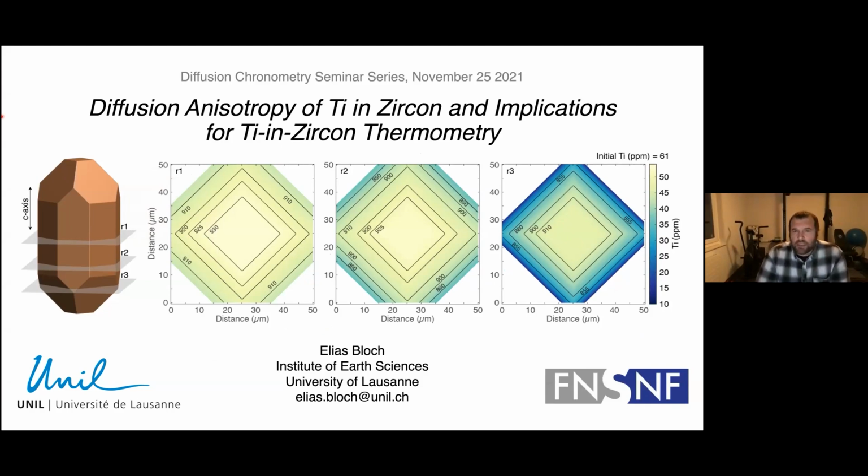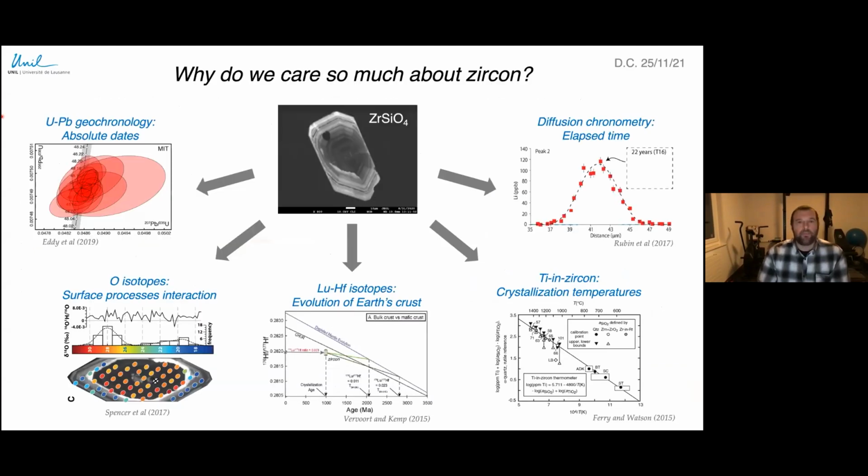So I'm going to be talking today about some experiments we've been doing for about the past 2 years, which has really been aimed at trying to quantify the diffusion anisotropy of titanium in zircon and explore what the implications of these data are for titanium-in-zircon thermometry.